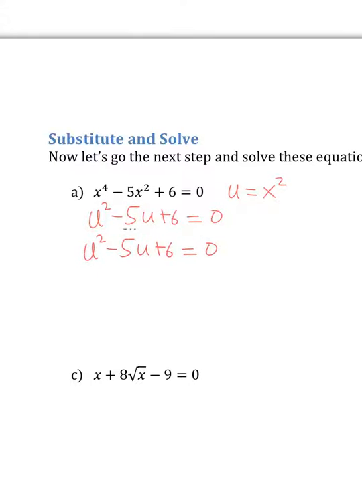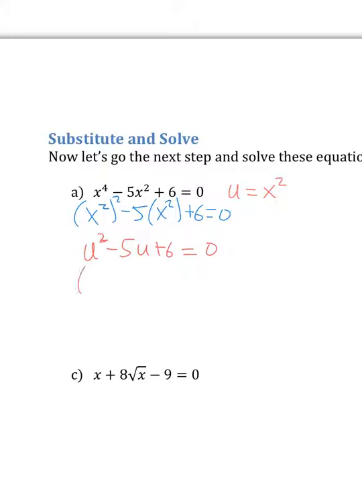Okay, so let me go ahead and write out that in-betweener. This is optional here, but I'll write this out again. This is x squared squared minus 5 times x squared plus 6 equals 0. So we're substituting, we're swapping out x squared for u, okay? And we get this guy here.